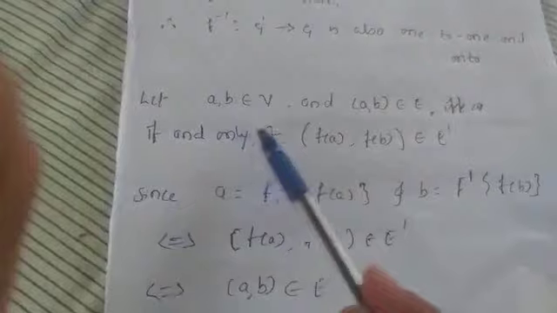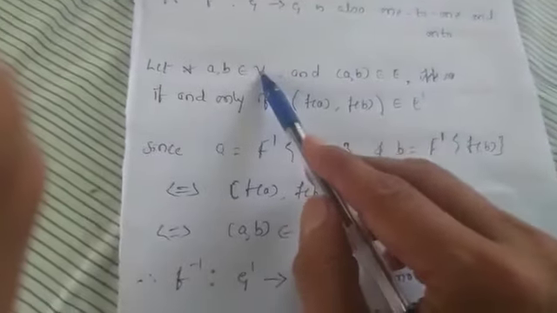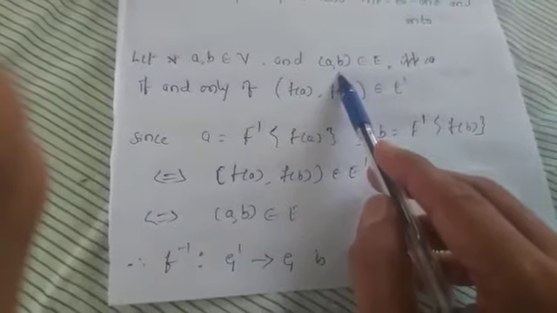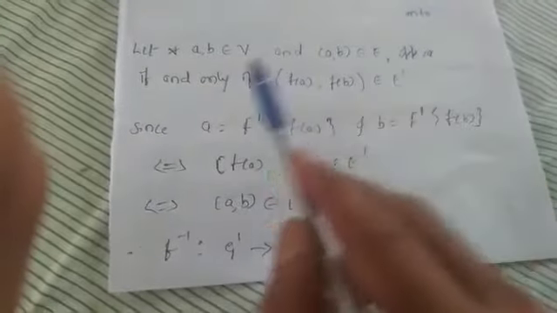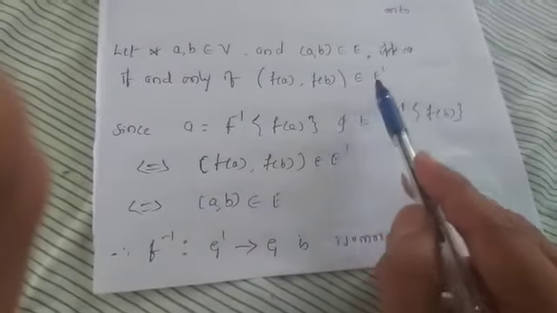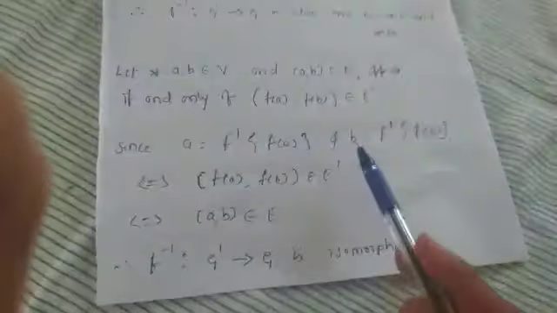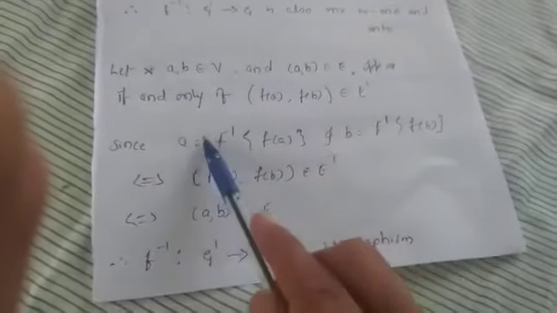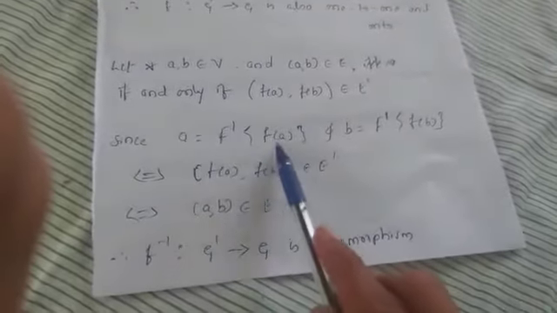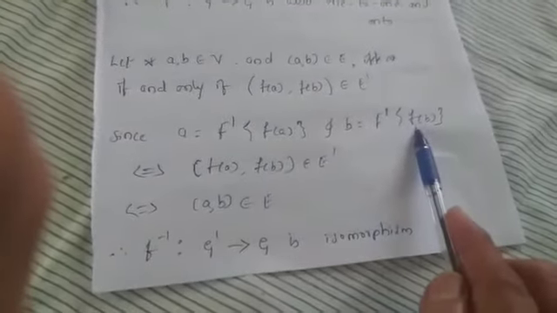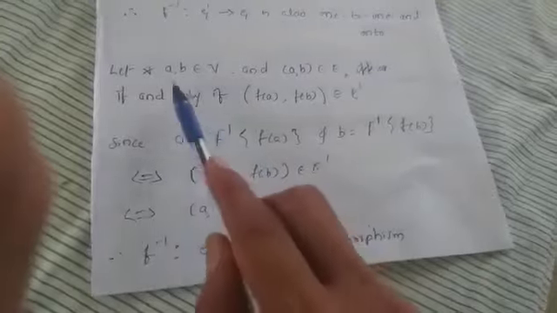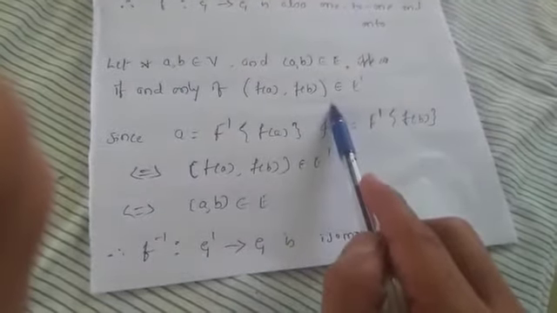We'll explain this concept again by taking a set of vertices. Let a, b be any a and b. For all a and b belonging to the vertex set, a, b is an edge belonging to E if and only if f of a, f of b belongs to E dash, because f is invertible. I will define a in such a way that a is equal to f inverse of f of a, and b is equal to f inverse of f of b. Since there is an if and only if, obviously this belongs to E dash by assumption.